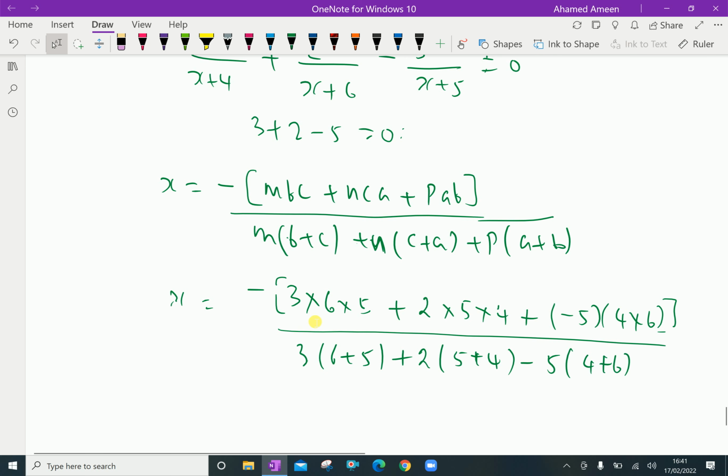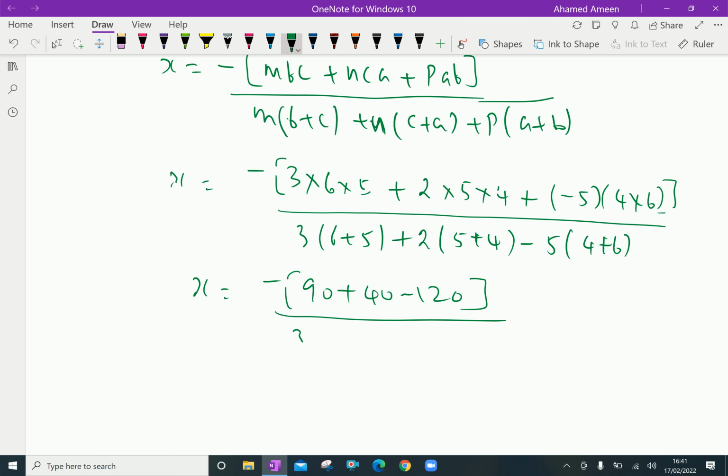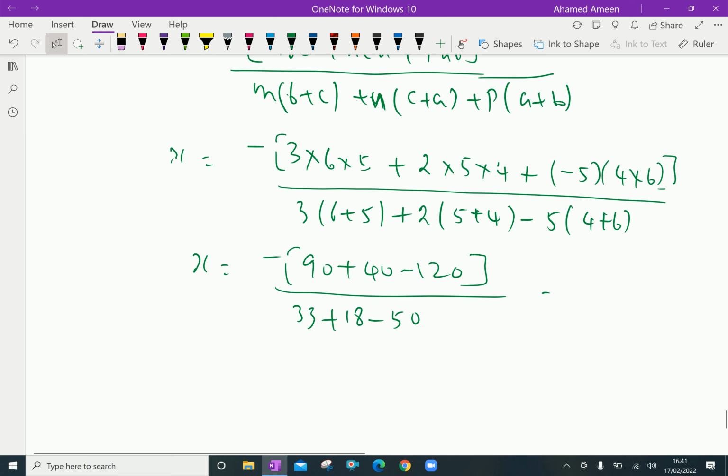Now let us continue this. Then x equals, simplify, 90 plus 40 minus 120 over 33 plus 18 minus 50, which gives the final answer, minus 10. Therefore, we solved.